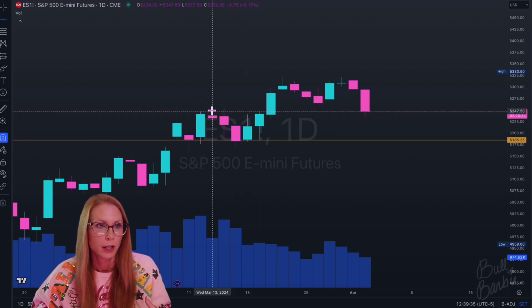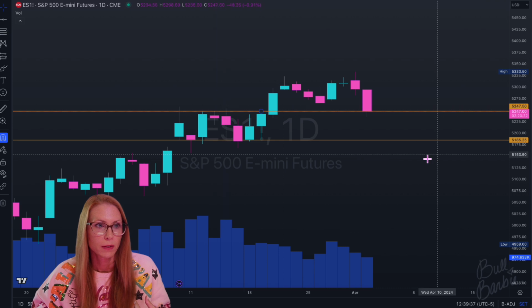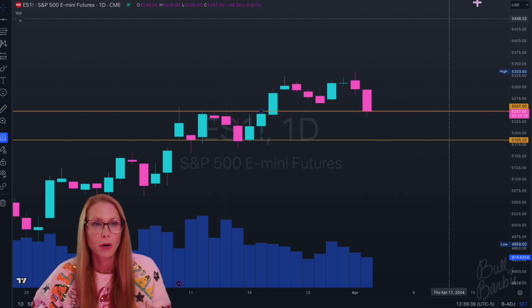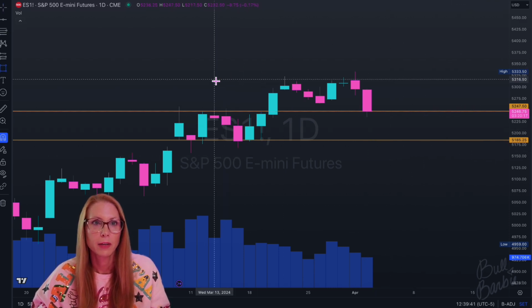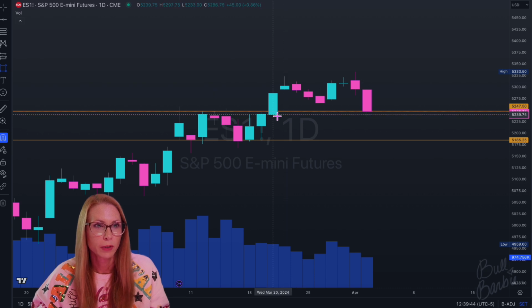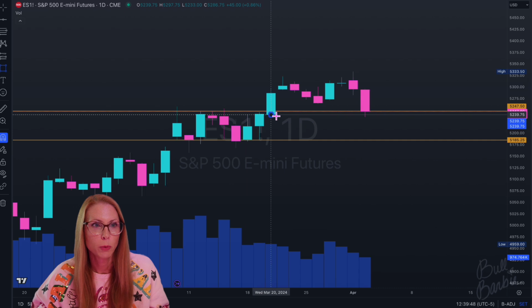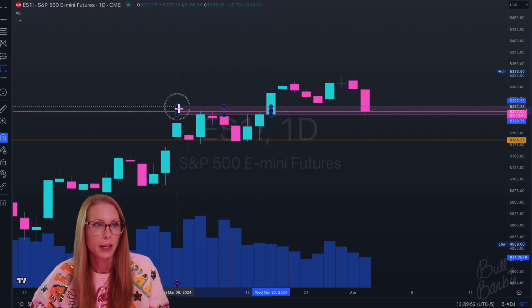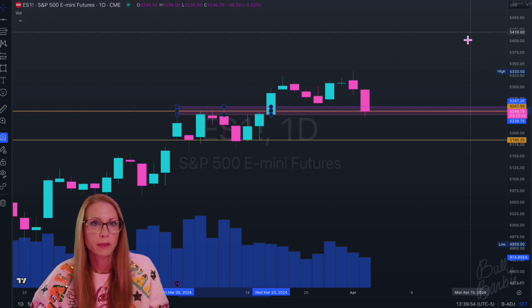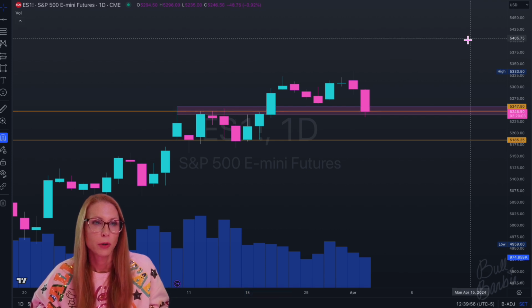So the main level I might mark out right there. And then if we want to add a zone to it, I'm just hovering to see where these high and low points are. And I do like this point. So that'll be one side of it. And then this wick is the other side of it. And then we have a zone right there.